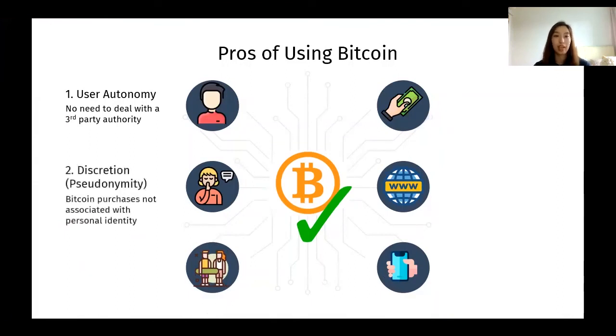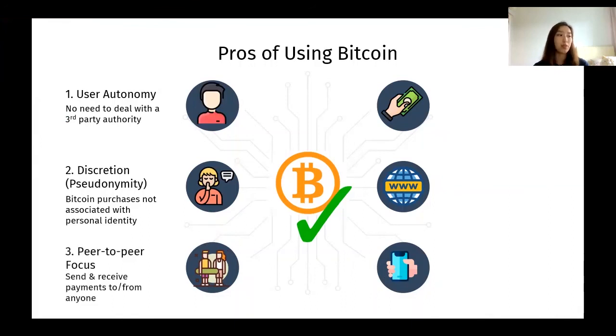And then discretion. So Bitcoin purchases are very discreet, where purchases are not really associated with your personal identity, just like using cash to buy things, and it can't be easily traced back to you. But this is not to say that Bitcoin transactions are truly anonymous or entirely untraceable. It's just much less readily linked to your personal identity.